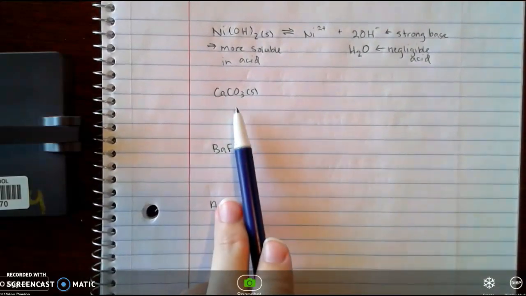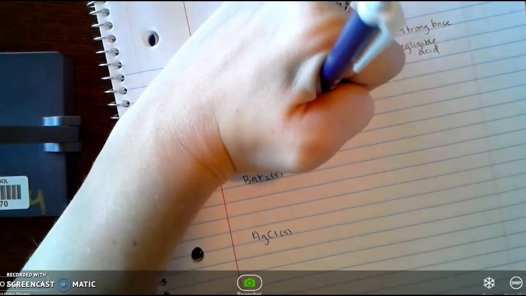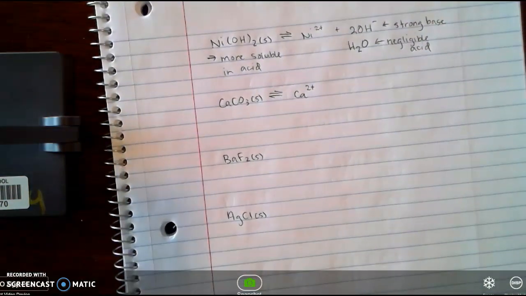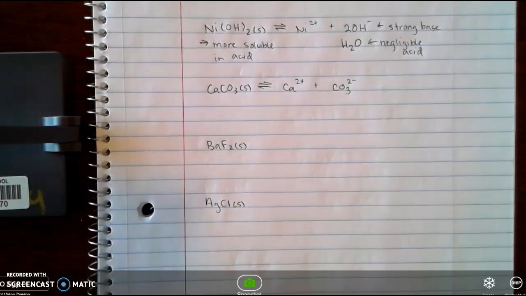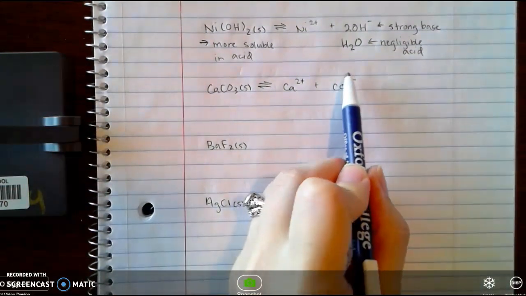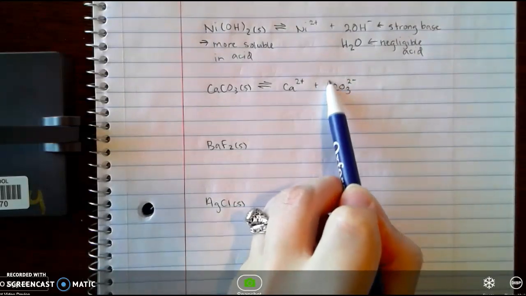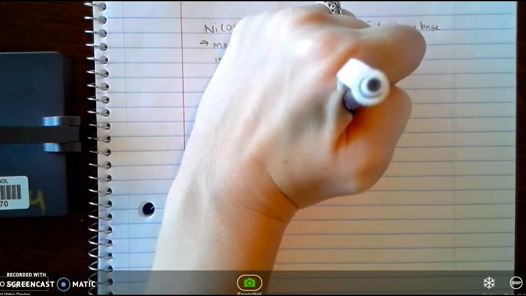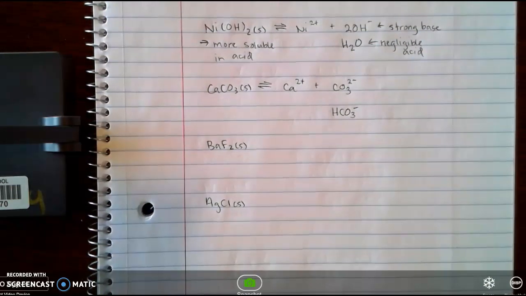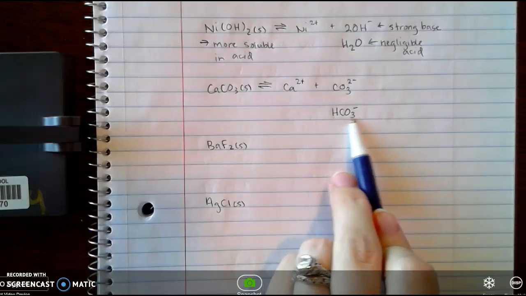So let's look at the next one here. So calcium carbonate, we want to do exactly the same thing. It's going to dissociate into calcium ions plus carbonate ions. So the question here is, is this carbonate ion going to act as a base? All right, so we want to look at the conjugate acid. So what is this anion if we add a hydrogen to it? So the conjugate acid here is going to be HCO3 minus. So we've added one hydrogen. That's going to take the charge from -2 to -1. This is our conjugate acid.